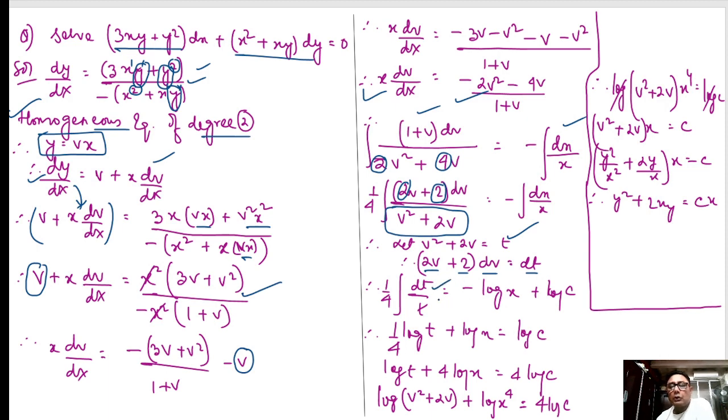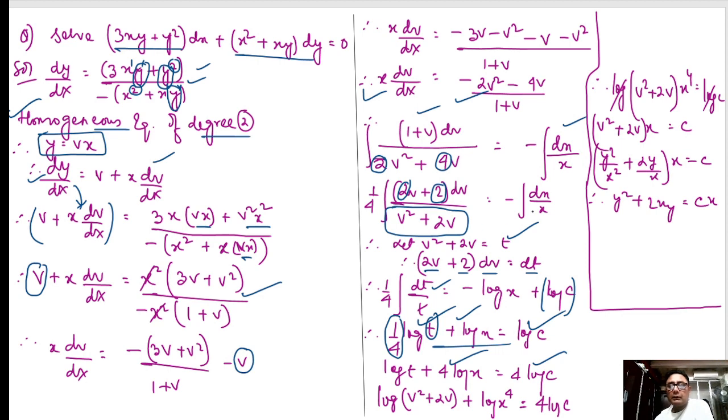So this is 1 by 4 log t, minus becomes plus log x, equal to a constant, which can be written as log c. So that is still a constant. Now the power 1 by 4 will go at the top of t. Okay, so we are taking an LCM here as 4, so 4 log x equals 4 log c.